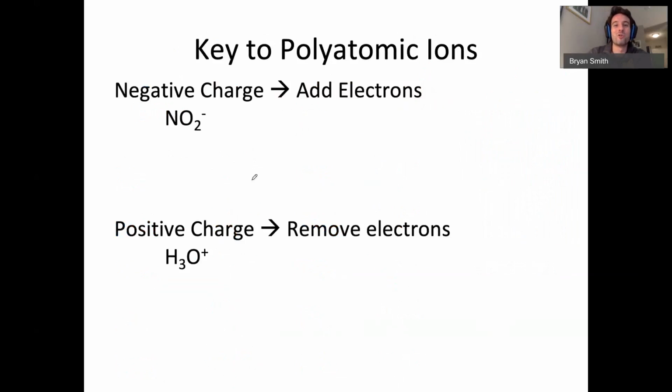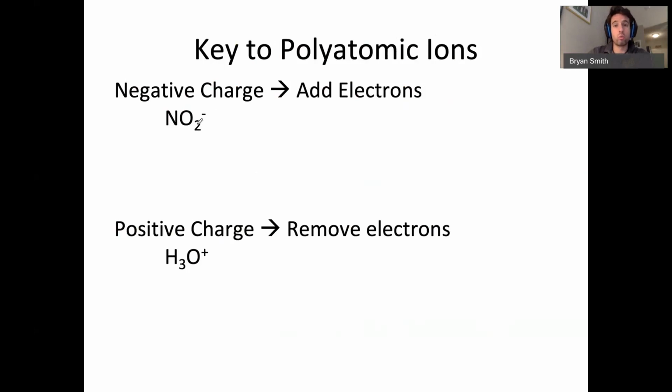Okay, we're going to talk now about something called polyatomic ions. Polyatomic ions, remember, are a group of atoms and they have a charge. So here's what that meant back in the day. A negative charge meant add electrons. So in the case of NO2, we have 5 electrons from N, we have 6 electrons from each O, and this negative charge means add 1 extra electron.